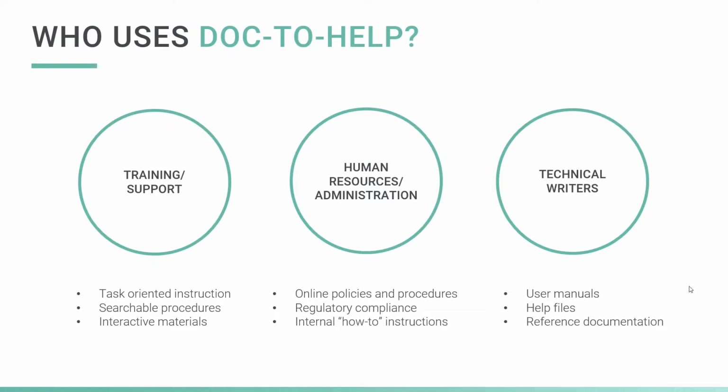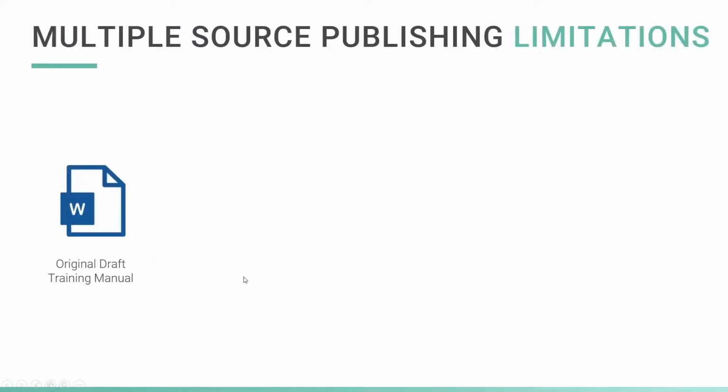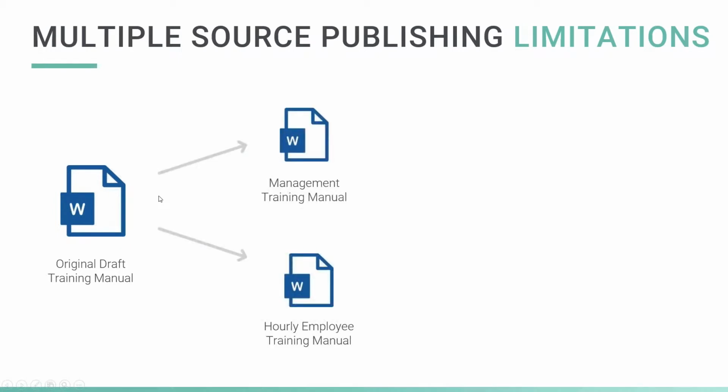Now, one way I would like to position DocToHelp is using an example that we're all familiar with, which is, of course, Microsoft Word. So let's say you're tasked by your boss to create a training manual, and you were using Word to do that. So easy enough, you go ahead and type that manual. But then a few months later, you need to create additional manuals, specifically for those management and for those hourly employees. Now what you would do here, if you were still using Word, is that you would create 2 additional copies of that Word document and then make your small changes in each document to tailor for its respective audience.